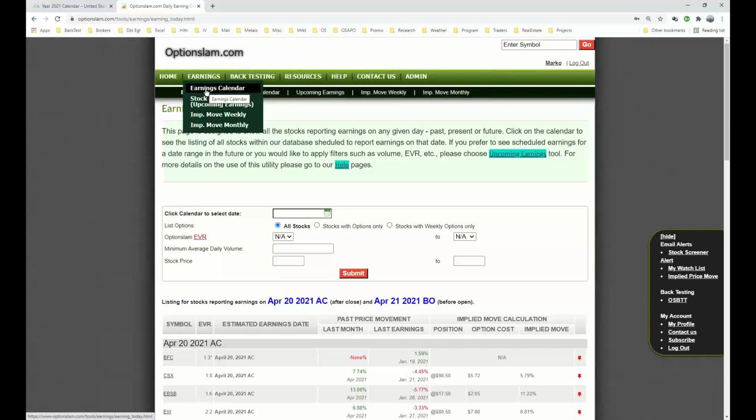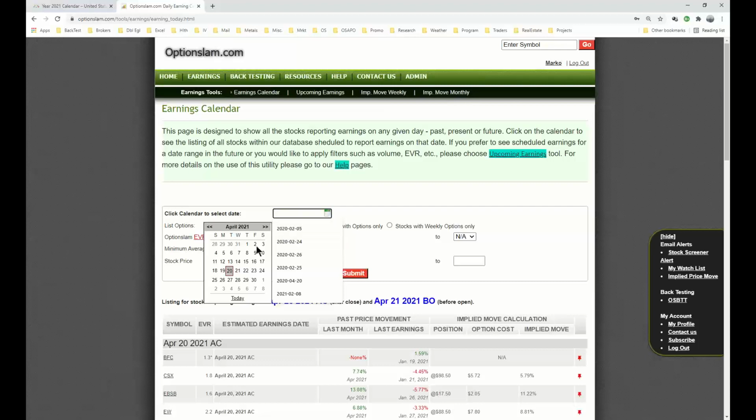So I know that we have a lot of new users at optionslam.com, and a lot of you aren't familiar with how to navigate around the site, so we'll just touch on that quickly here before we get into the meat of the topic and the subject. Just review a couple of the tools. Earnings calendar, if you're an insider member, you have access to this, you have full control.